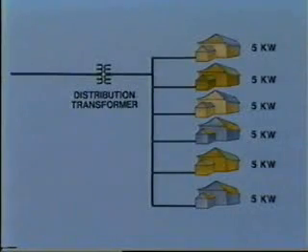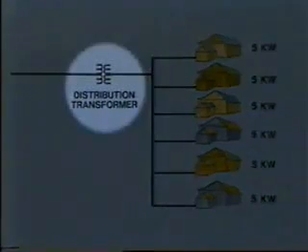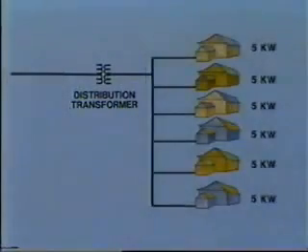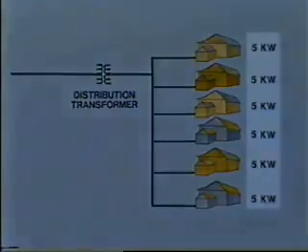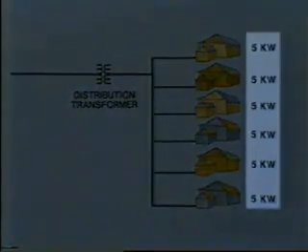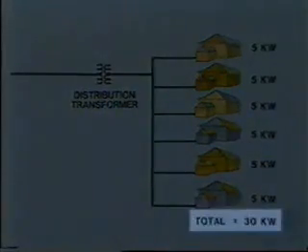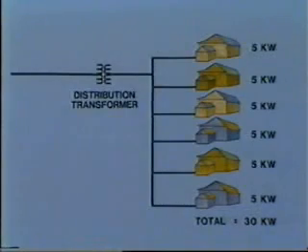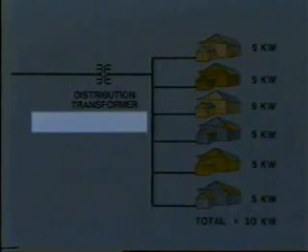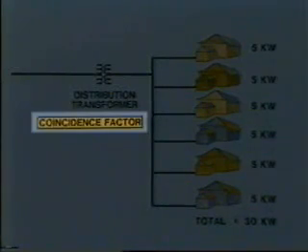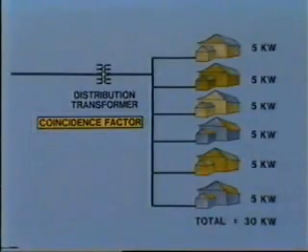As a simplified example, let's suppose that one transformer is to supply 6 homes, each with a maximum electrical demand of, say, 5 kilowatts. Now, without considering diversity, we would have a total demand of 30 kilowatts. In practice, the maximum demand would be multiplied by a factor called the coincidence factor, which reflects the fact that not all appliances would be used at the same time.